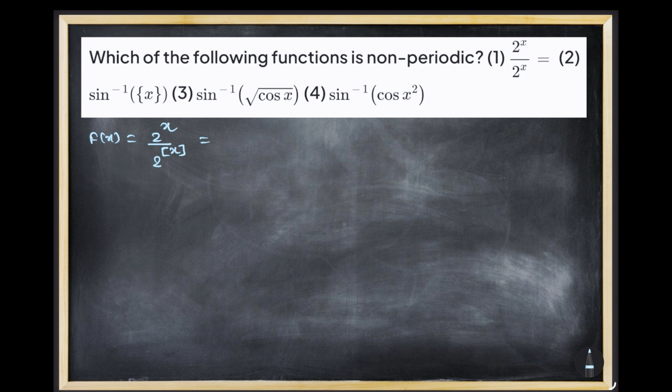Okay, so can I write down this thing as 2 power x minus box x? Now, you know that x can be converted into the sum of the greatest integer and the fractional part function. So, the greatest integer will come this side, so it will become 2 power fractional part function. And you know that the fractional part function is periodic and its period is 1, 0 to 1. Okay, so it is periodic.